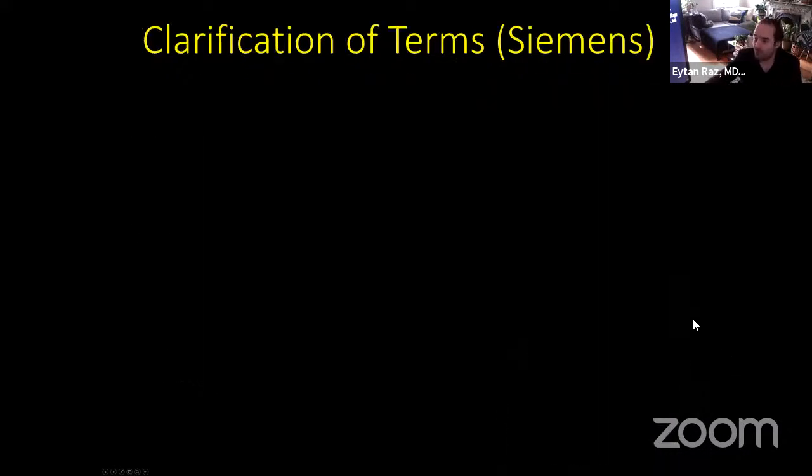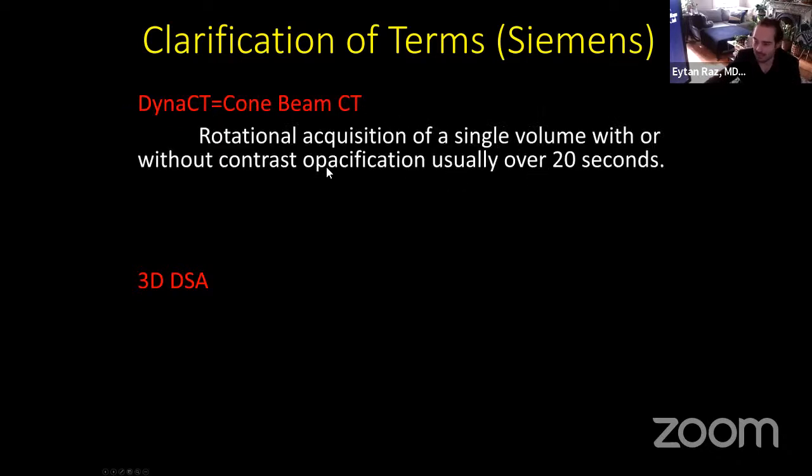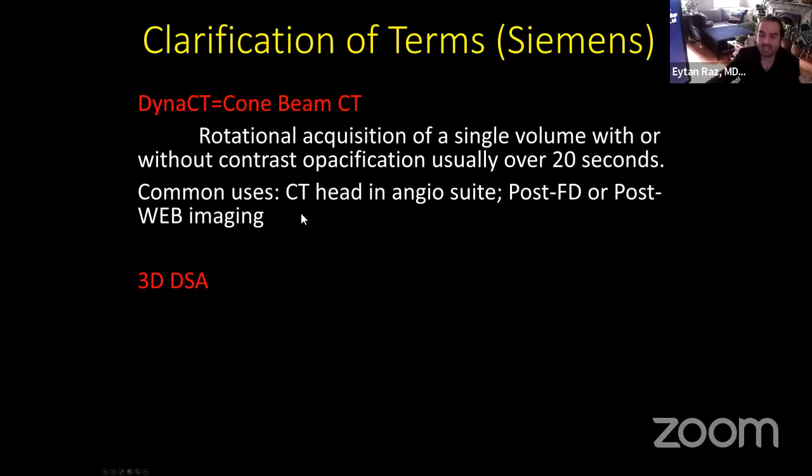Let me clarify a few terms that I will use quite frequently during this talk. I work with Siemens, and Siemens is our machine, but the same imaging can be done with Philips, with GE, with other vendors as well. Now in Philips, when we talk about cone beam CT, the term is DynaCT. What is it? It's a rotational acquisition of a single volume, which can be done with or without contrast, usually over 20 seconds. Yes, there are shorter acquisitions as well, but the one over 20 seconds provides the biggest resolution.